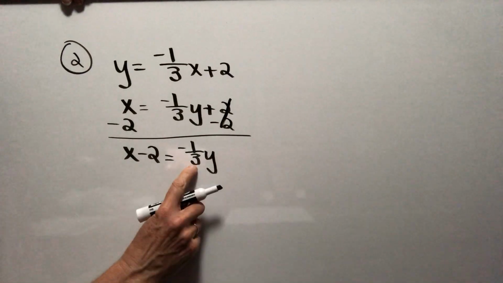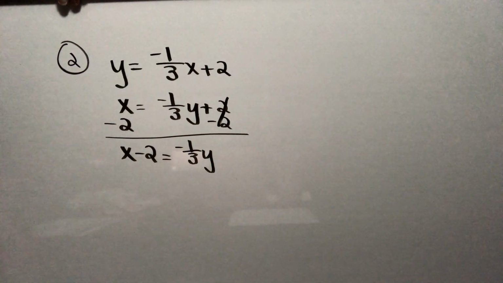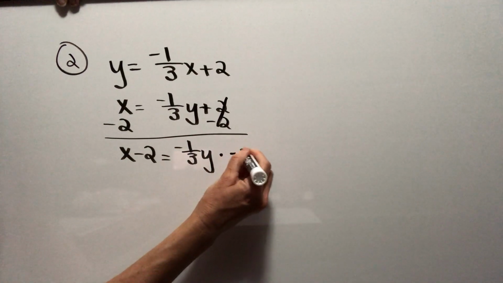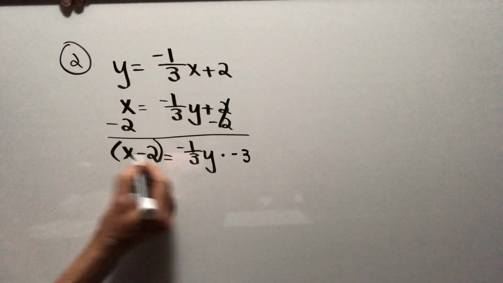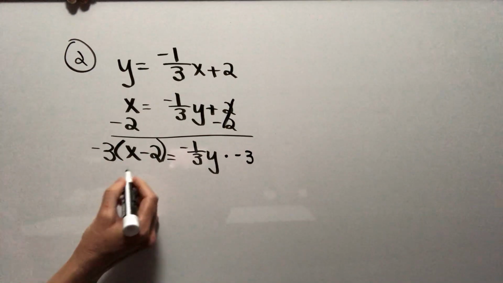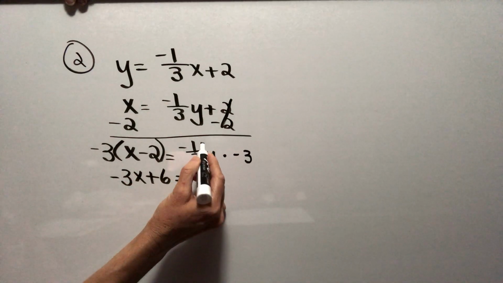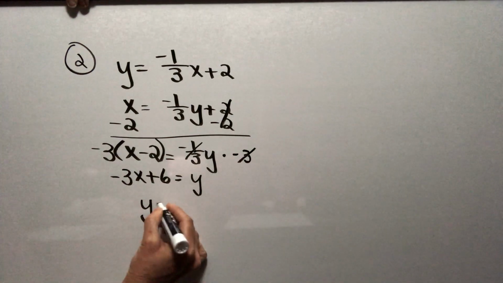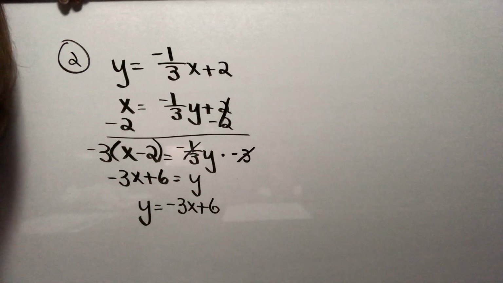Now, when you have a fraction multiplied to the variable that you want to solve for, you multiply both sides by the reciprocal. So the reciprocal of negative 1/3 would be negative 3. Now on this side, to show that I'm going to multiply by negative 3, I'm going to put parentheses around it. So then I will distribute the negative 3. So that would be negative 3x plus 6. And over here, the negative 1/3 and the negative 3 cancel, leaving y. So your inverse is y equals negative 3x plus 6.